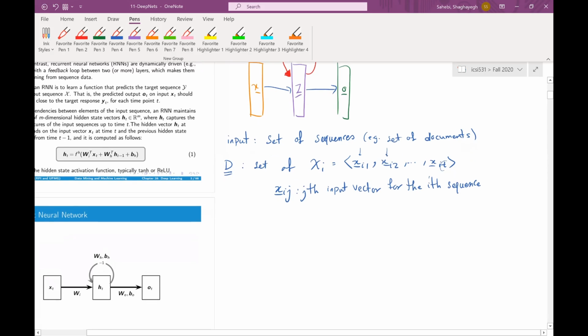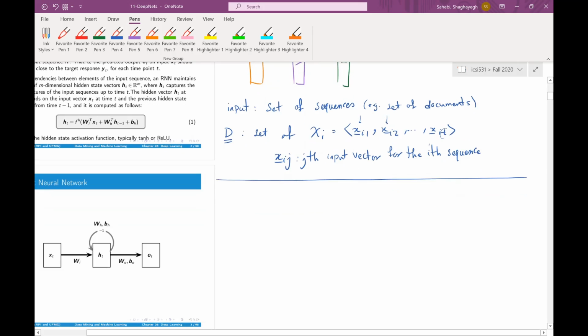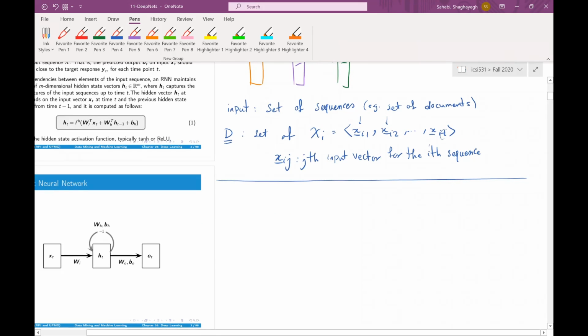Let's give an example of that. Suppose that you have a sequence of genes, right? And you have three alphabets to show the sequence of genes in your data. Now, your alphabets are G, D, and A. Okay, and your sequences are like this.